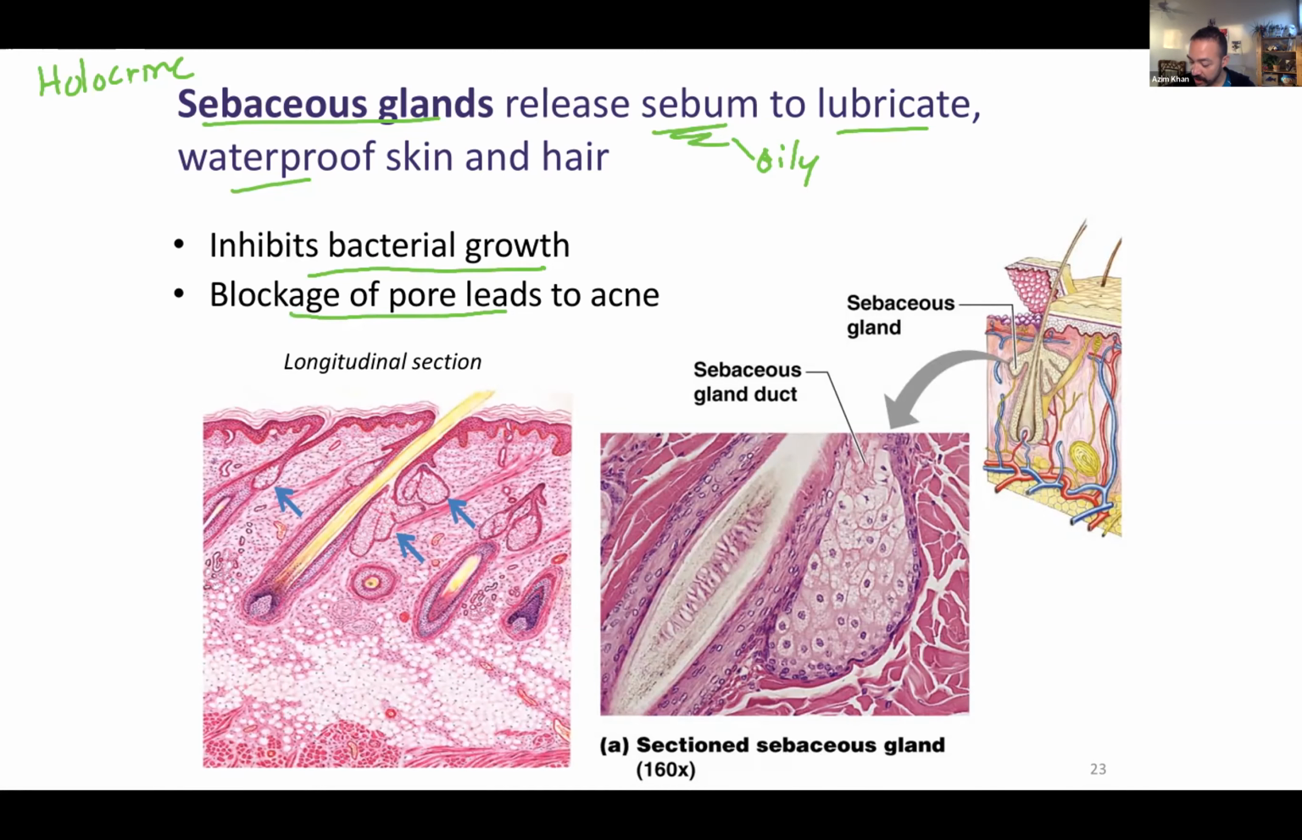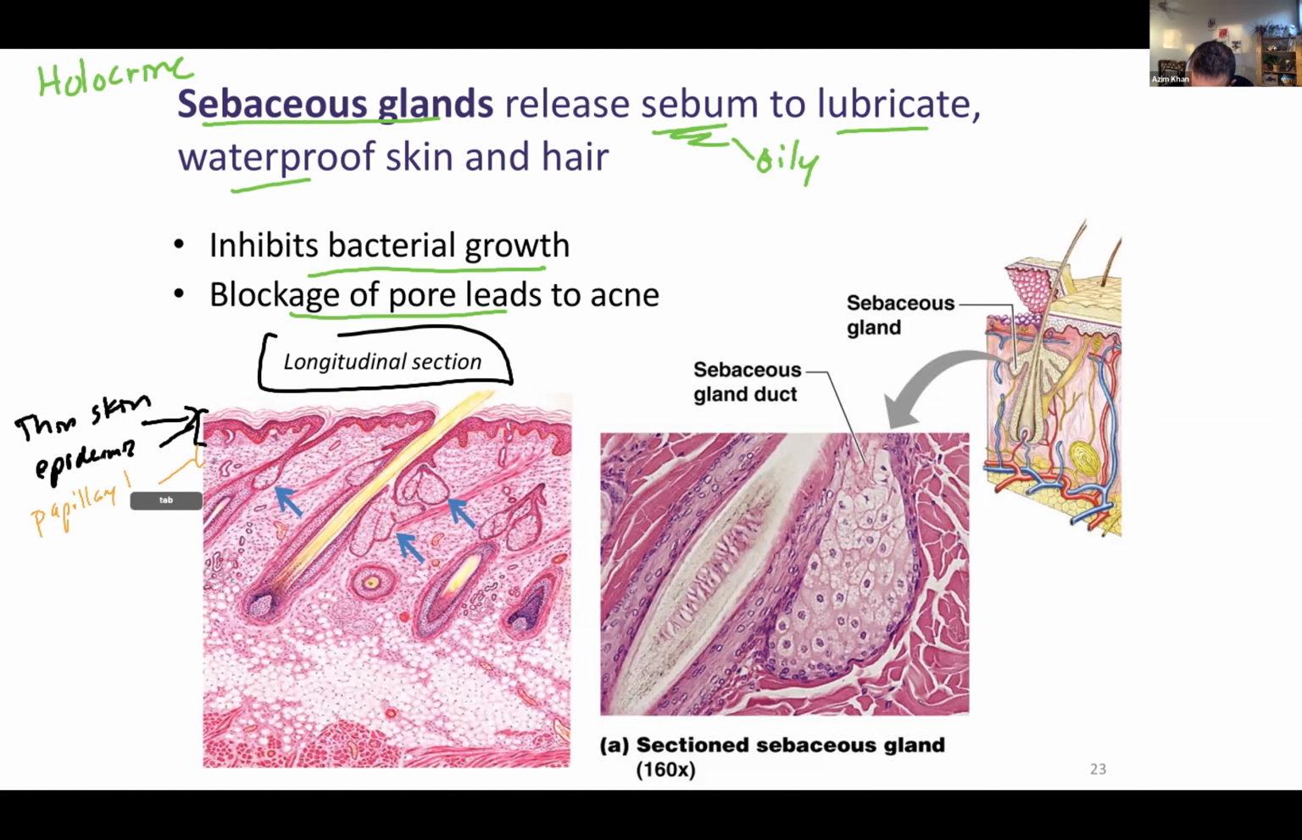In this longitudinal section on the bottom left here, you can see skin. It's thin skin. We can see the stratum corneum, the flakiness of the stratum corneum. And here's the epidermis. The papillary layer is really thin. The reticular layer goes down to about here, roughly. It's not perfect, the border. And then you can see the subcutaneous layer down here.